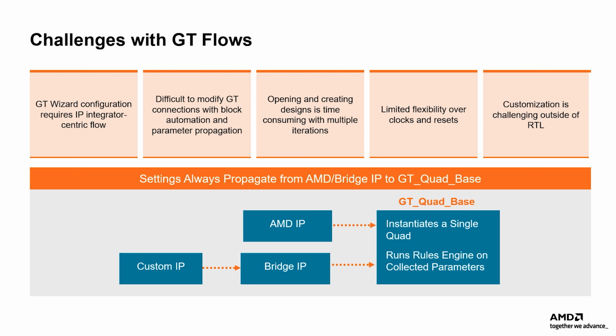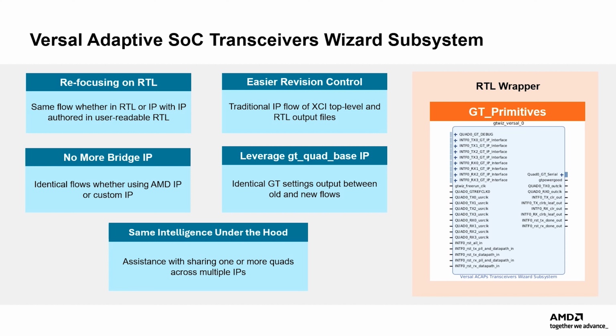Starting from the Vivado 2024.2 release, the new Versal Adaptive SoC Transceivers Wizard subsystem marks a significant shift in transceiver design. This new wizard can be found in the IP catalog for all Versal devices. It transforms the traditional approach by recentering the design process around RTL. It is the default design entry approach for integrating Versal transceivers into designs and has a simple and intuitive feature selection flow.